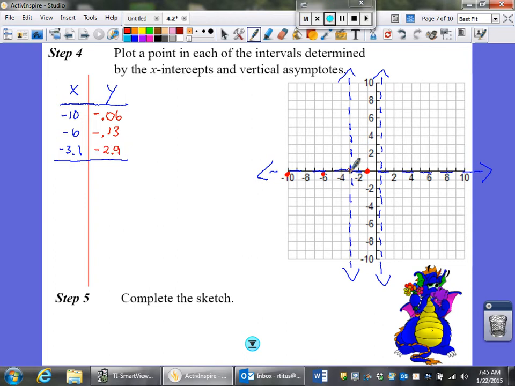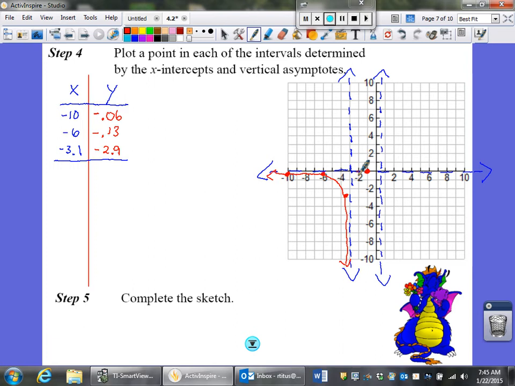Now at -3.1, 1, 2, 2.9 puts us about right here. The whole point of this is this graph follows this asymptote, and then it curves, and it follows the asymptote going straight down. You're going to put arrows on both sides, and you have that section graphed.